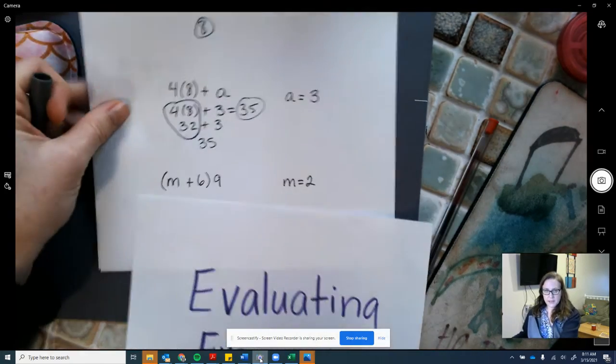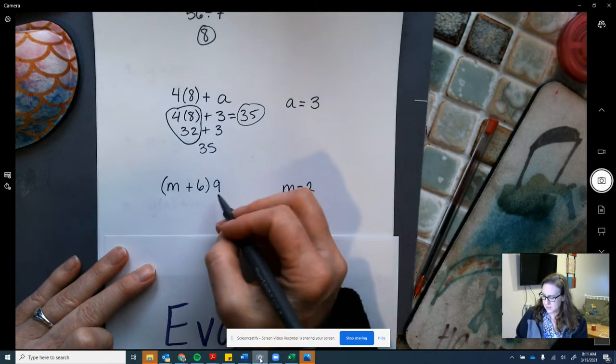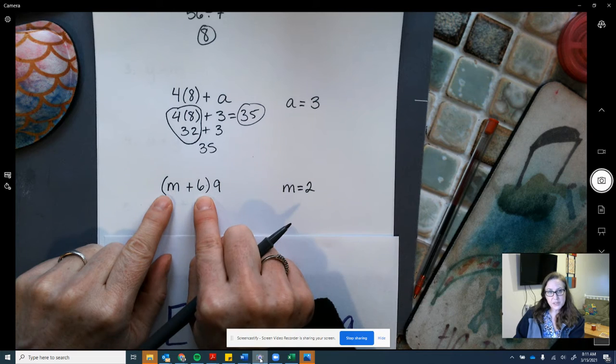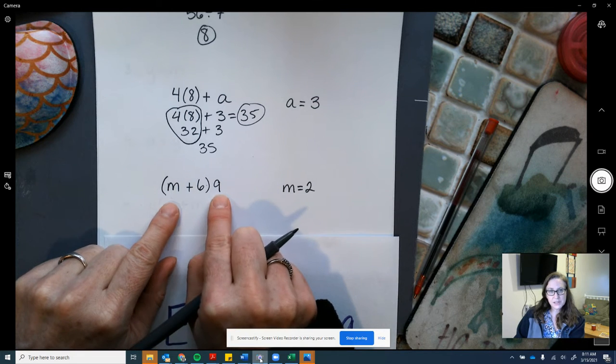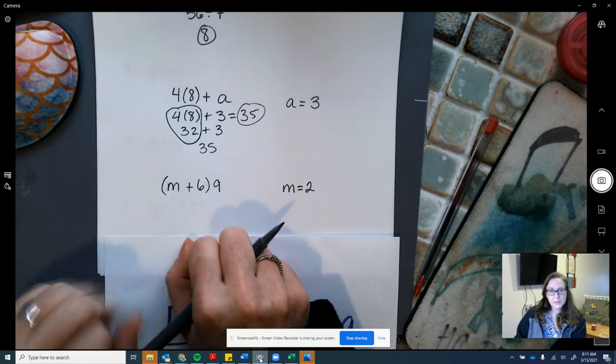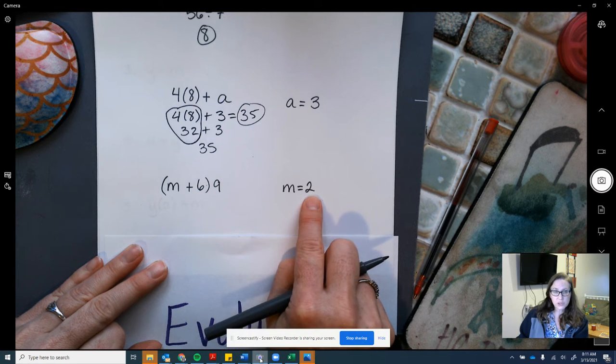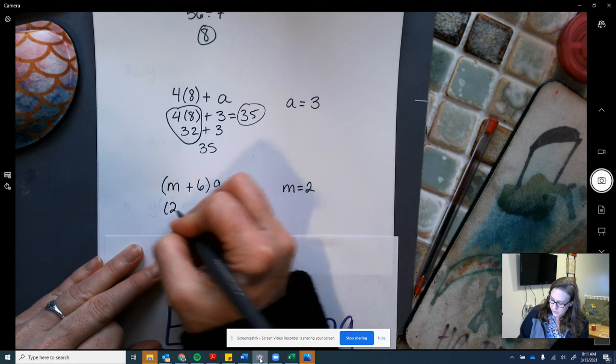Okay, next one. 9 times the quantity m plus 6, those are in parentheses, so we'll have to do that part first. And then since the parentheses are right next to the 9, we have to multiply this answer by 9. So first thing we're going to do is we're being told that m equals 2. So we're going to rewrite it where m equals 2.